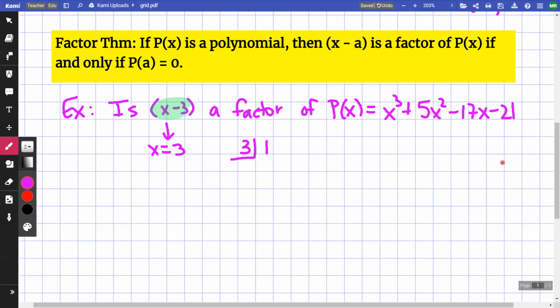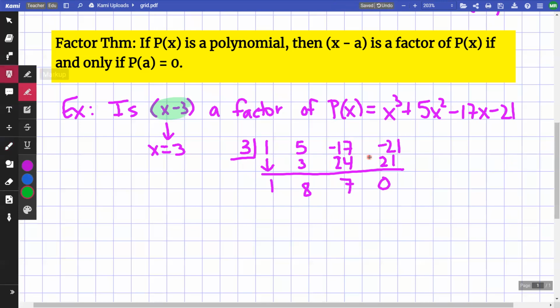Again, write my coefficients in descending order: 1, 5, negative 17, and negative 21. Bring down my first number, which is a 1. 1 times 3 is 3. I add, I get an 8. 8 times 3 is 24. And I add, I get a 7. 7 times 3 is 21. And I add, I get a 0.